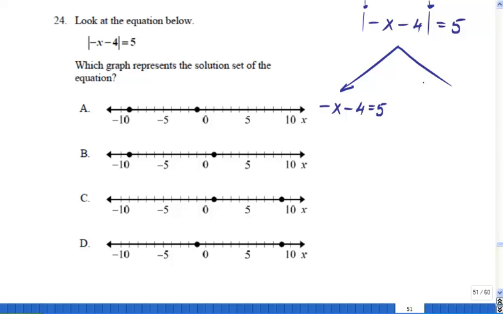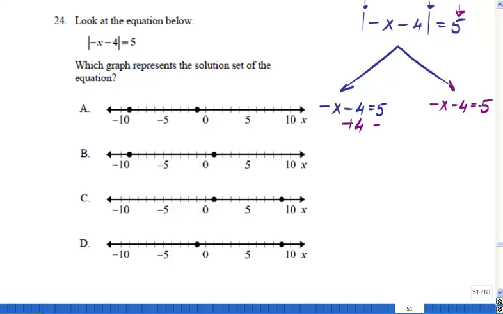The other equation, you remove the bars on the left, negative x minus 4, but on the right, you're going to change the sign of that number. It will be negative 5, right? Because if you think about it, absolute value of 5 is 5, absolute value of negative 5 is also 5. Okay? Let's solve the first one.